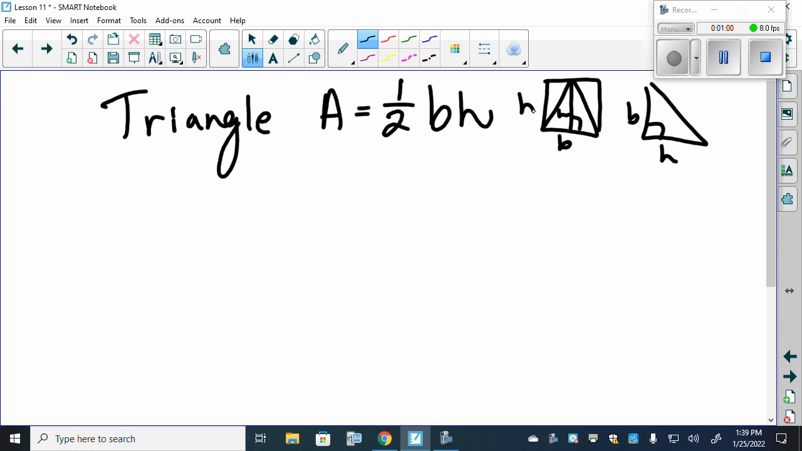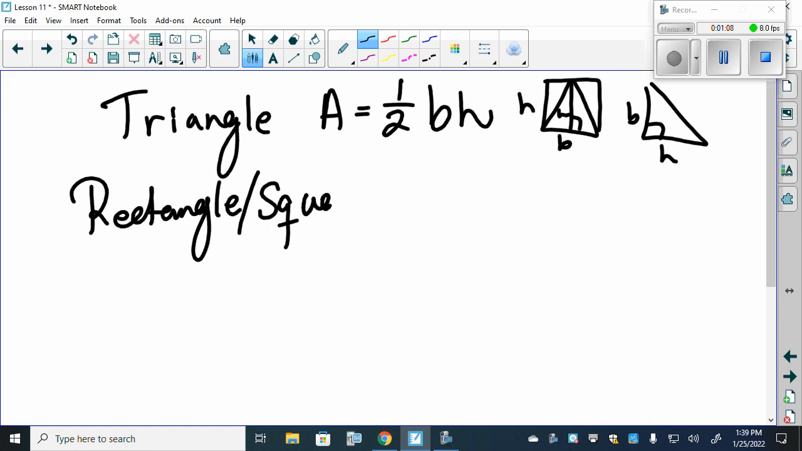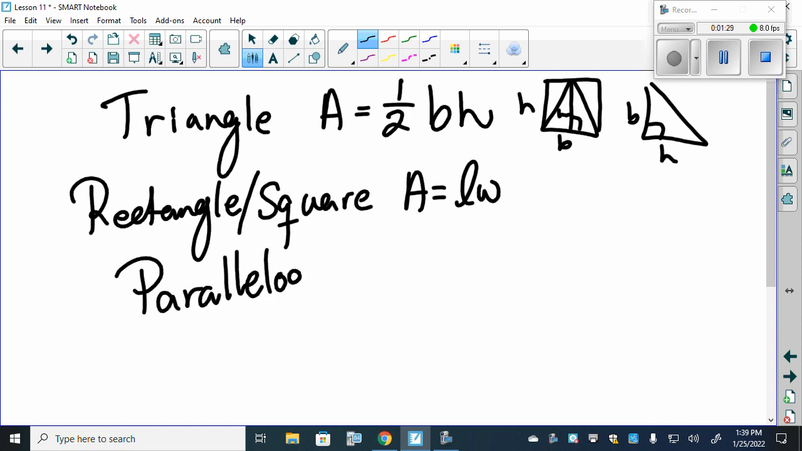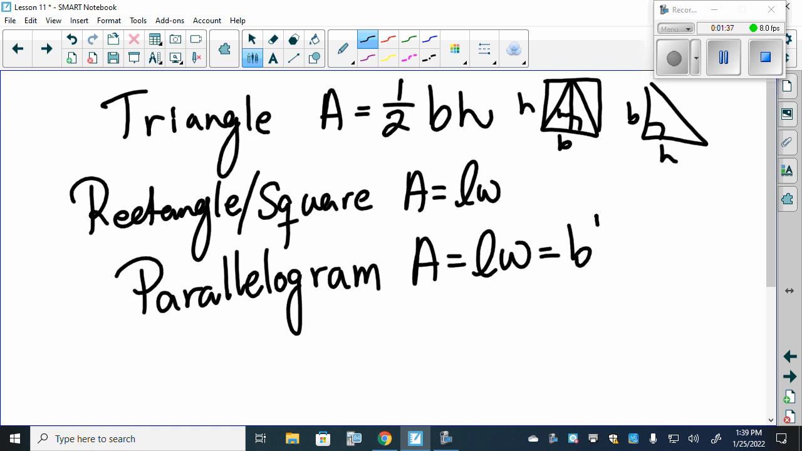The other one we talked about was a rectangle or square, whose area is length times width or base times height. And sometimes they'll talk about a square's area as s squared, the side length squared, because the side lengths of a square will all be the same. We also talked about a parallelogram, whose area is length times width, or I think they called it base times height.